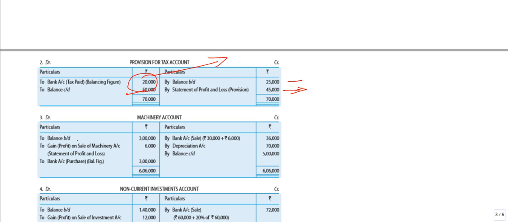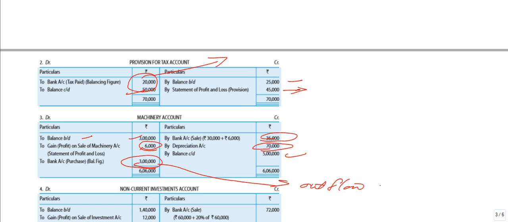Machinery account: debit balance is the opening balance, closing balance on the other side. Here, the machinery sold comes here, and the depreciation charge, how much we are writing there, and the gain we write here. Then the balancing figure is the purchase amount. This purchase amount is an outflow under which activity? Outflow under investing activity.